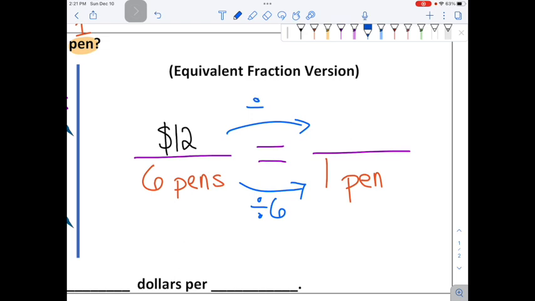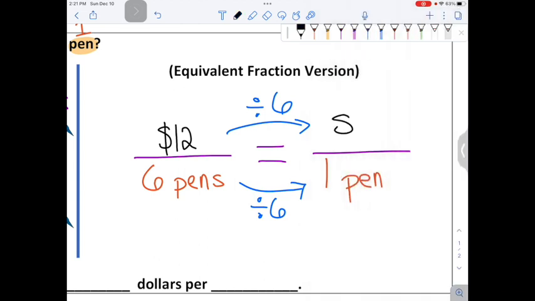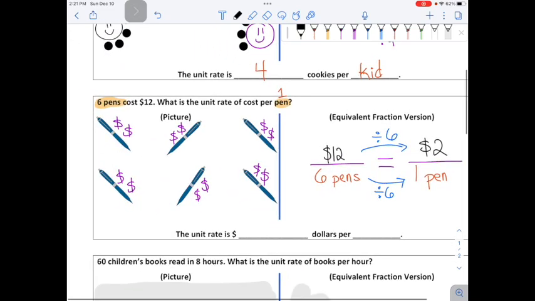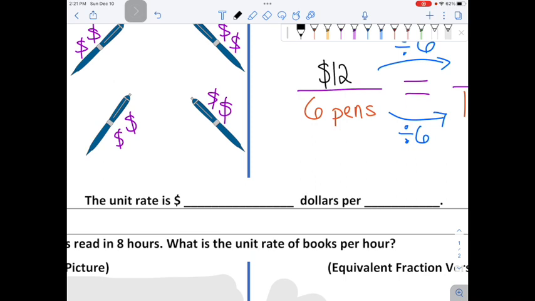So I'm going to split the cost into 6 groups. And I know this answer, but if you don't, 12 divided by 6 is 2. So that means each pen is $2, which is exactly what our picture shows. Let's write that in the sentence. Oh, I have dollars too many times.